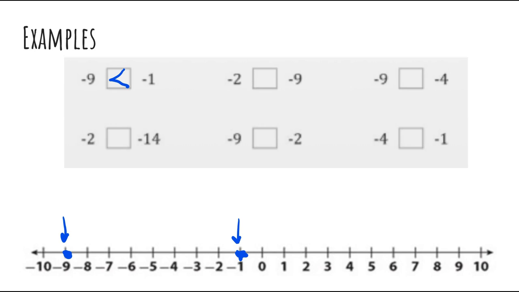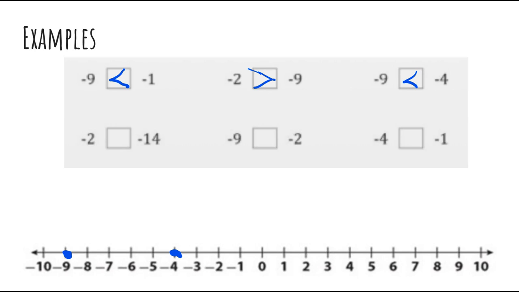Okay, -2 and -9. I already have -9 plotted. I plot -2. -9 is still smaller than -2. So -2 is the bigger number. And I put the open side towards -2. The third one, -9 and -4. -9 again. -4 goes right there. So -9 is still smaller than -4.